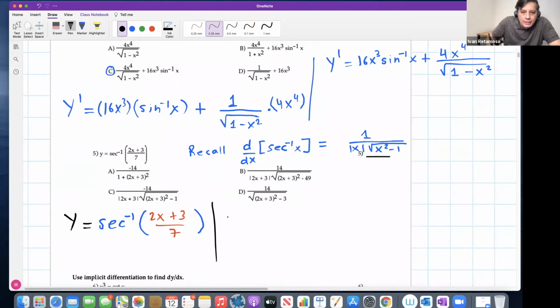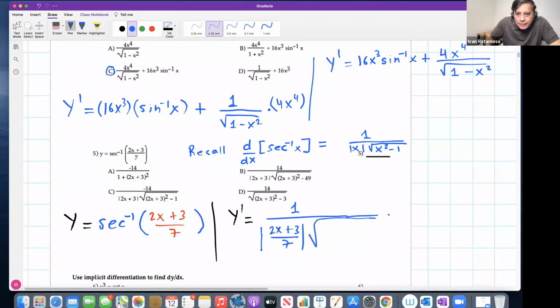Using the chain rule, the derivative of this function will be the derivative of the outside function, using this formula, which should be 1 over the absolute value of (2x plus 3) over 7, multiplied by the square root of ((2x plus 3) over 7) squared minus 1, times the derivative of this.